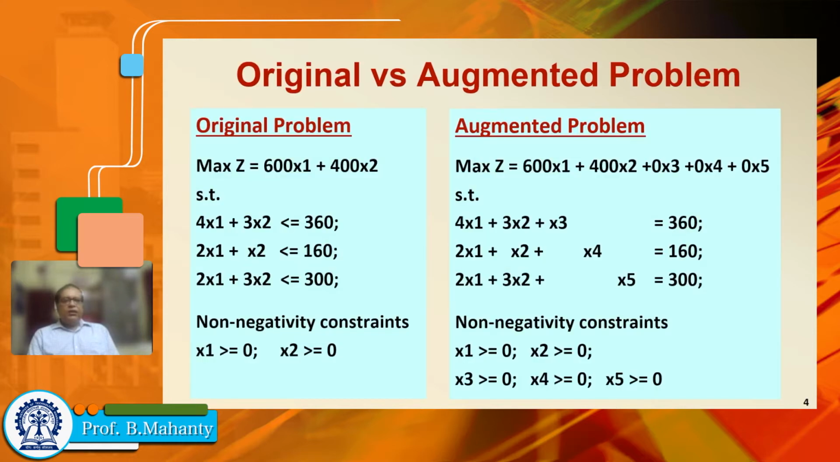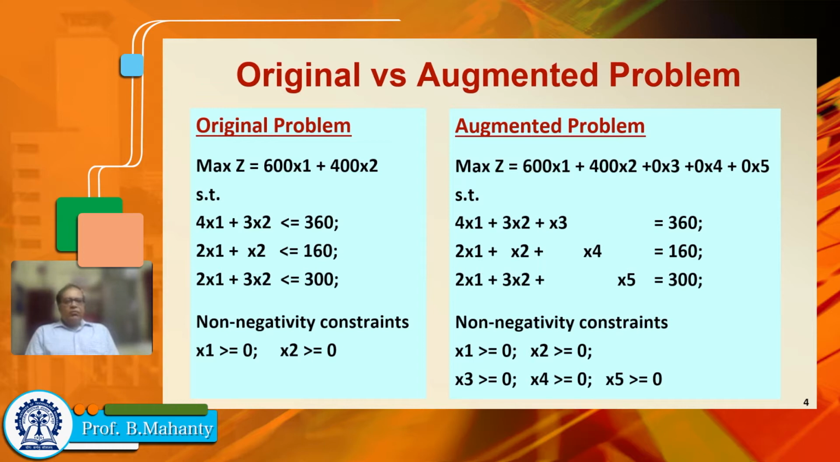What we have done is simplified this, and these are written in this manner. That is, 4x1 plus 3x2 less than or equal to 360, 2x1 plus x2 less than or equal to 160, 2x1 plus 3x2 less than or equal to 300. So these are our constraints, and the non-negativity constraints are x1 greater than or equal to 0 and x2 greater than or equal to 0. And the objective function is maximize z equal to 600 x1 plus 400 x2.